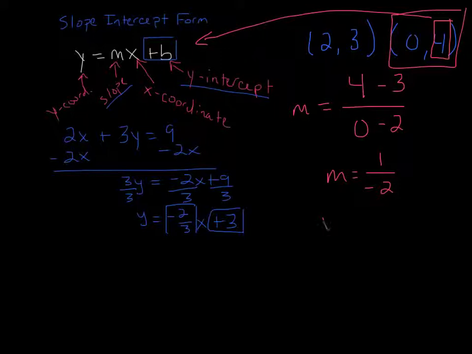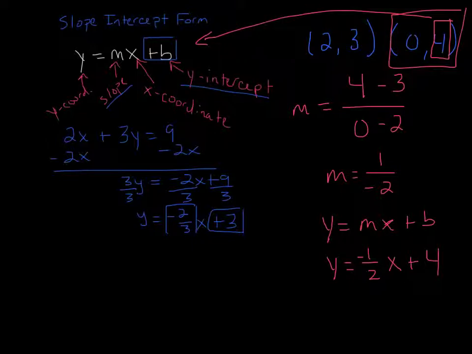So now I can just go straight into y equals mx plus b as my equation, and I plug them in. Y equals, my slope is 1 over negative 2, or negative 1 over 2 x, plus, and then my y-intercept is 4. So remember, anytime your x is 0, that's your y-intercept. Alright, and we're going to look at graphing from that next.